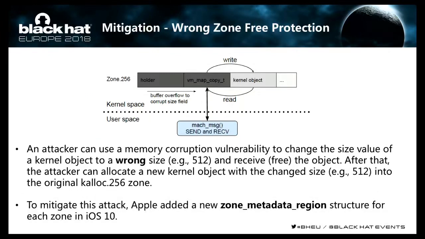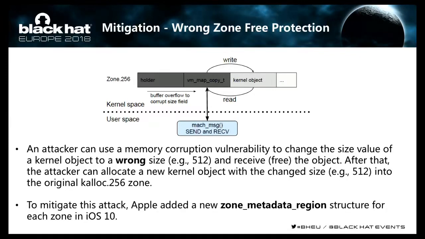Unlike the free operation in user space, for example, the free function that only needs one parameter, which is the address of the buffer to be freed, freeing a buffer in kernel space requires an extra parameter, which is the size of the buffer. This is because the freed buffer needs to be returned to the zone where it was allocated.